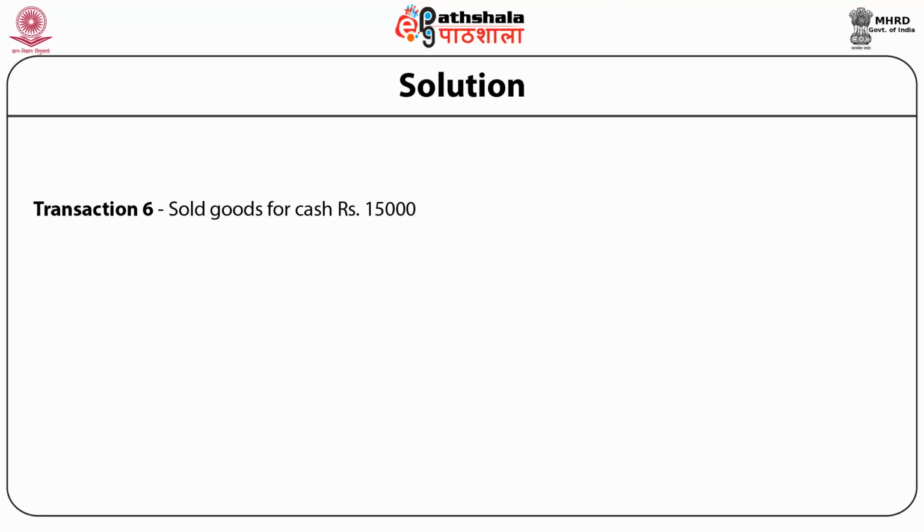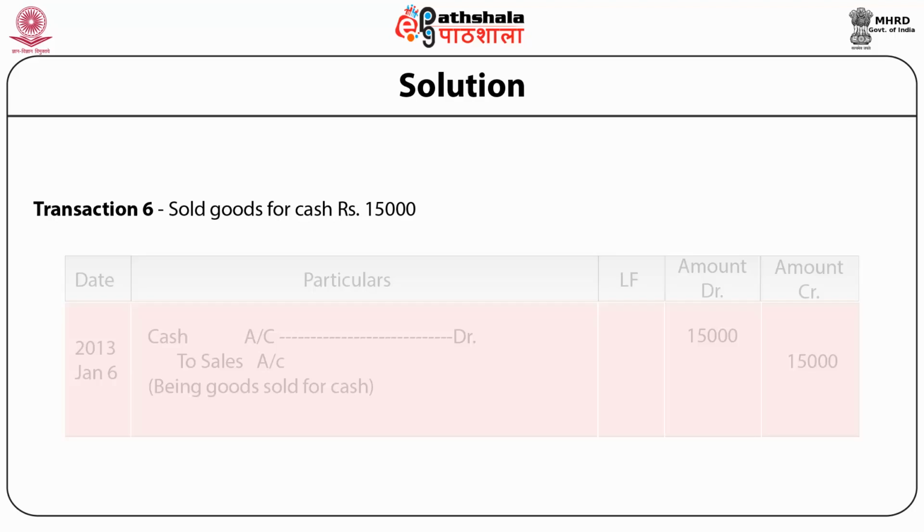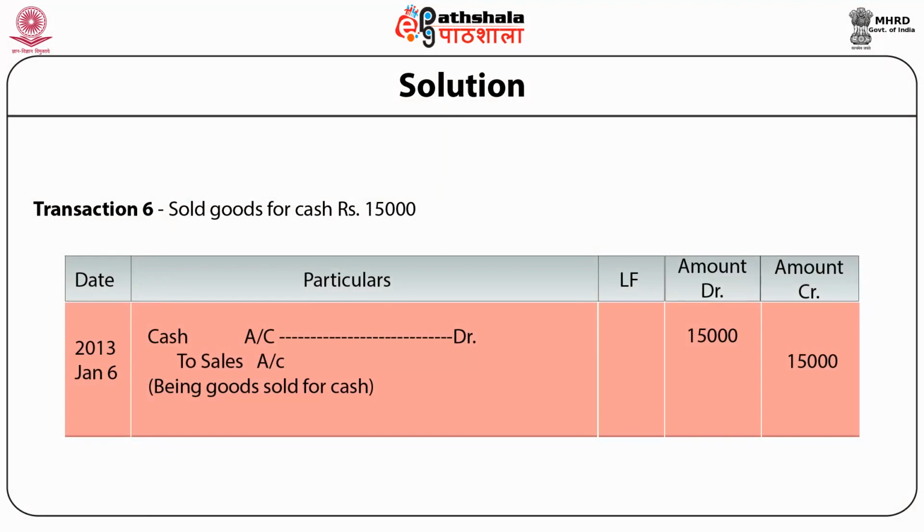So what is incoming is to be debited and what is outgoing is to be credited. So cash is incoming and goods is outgoing. So the cash account debit to sales account. This would be the journal for this transaction. Since cash is incoming, it is to be debited, goods is outgoing, the sales is to be credited. So cash account debit to sales account.